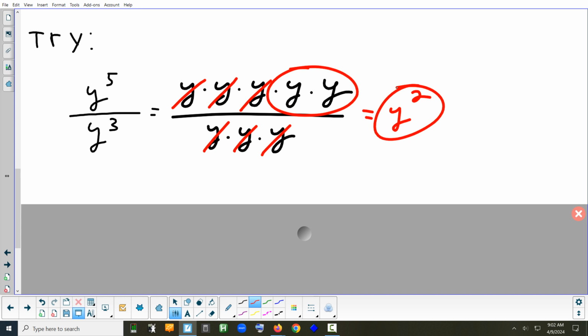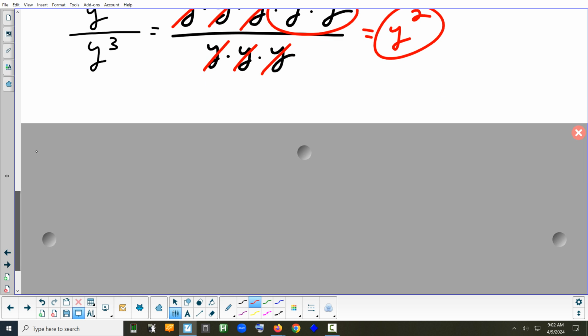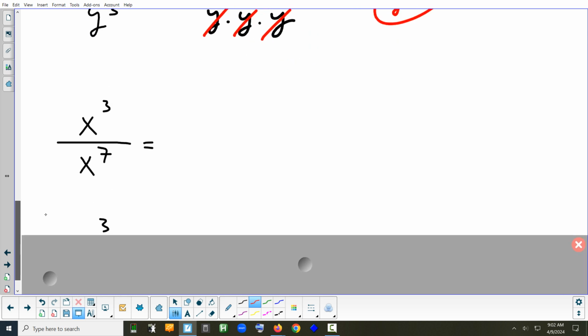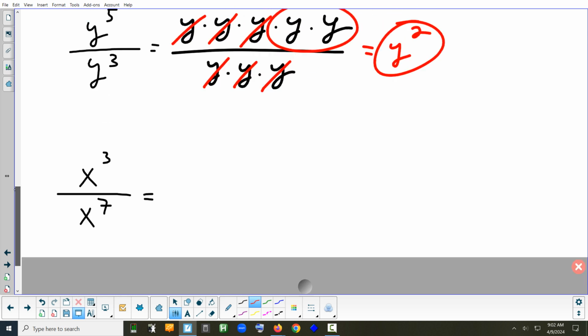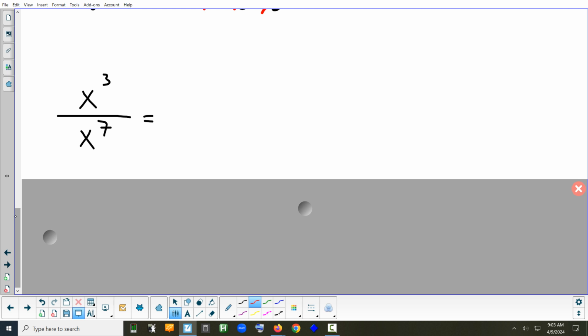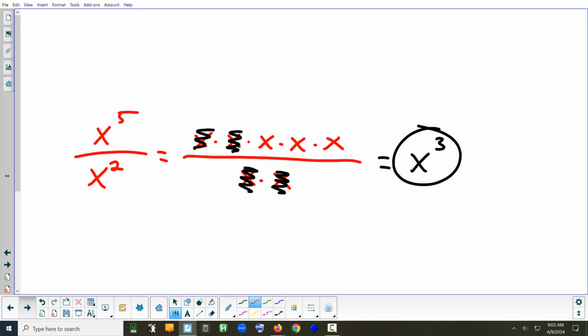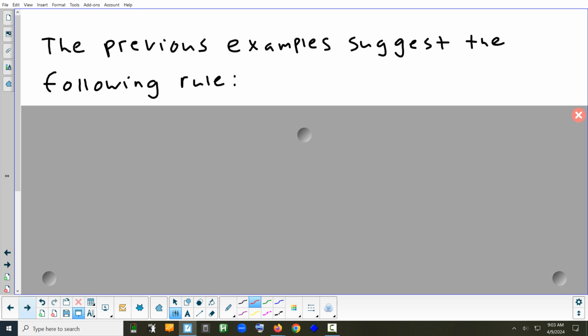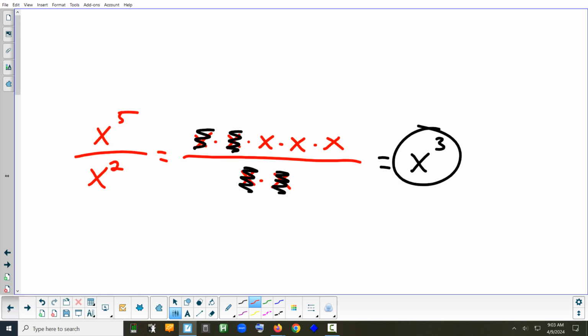And again, how could you get 2 as your exponent when the original ones were a 5 and a 3? Subtract. Yep, you could subtract them. All right, let's try this one and see what happens. I'm just trying to show you some different things that can happen. Then I'm going to give you the rule, and that's what I'm going to have you write down in your notes in a second.